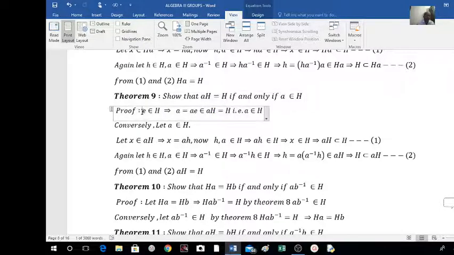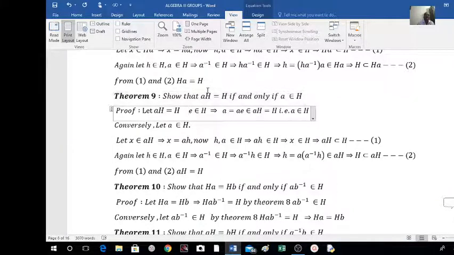So here I will take, let AH equal to H. Now, H is a subgroup, therefore identity E belongs to H. And A can be written as A into the identity element. So here E is an element of H, therefore A into an element of H must belong to AH. But it is given that AH equal to H. That means A belongs to H. This is one way.